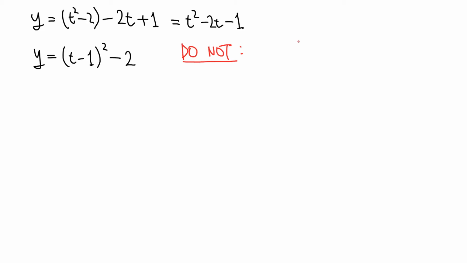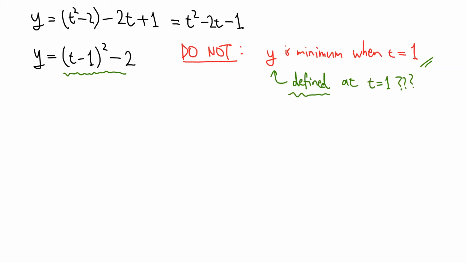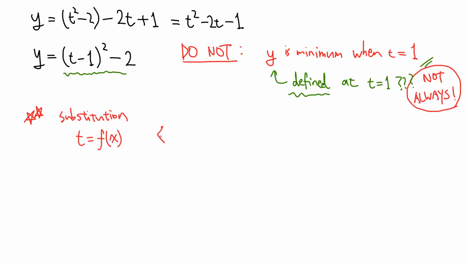Okay, now here comes the important part, and that is, do not ever jump to the conclusion that y is minimum when t equals 1, because that is possible only if such a function can be defined on t equals 1. And that might not always be the case. So it is very important to remind you here that whenever you make a substitution, always check the range of the newly introduced variable. So now let us think about the range of t.